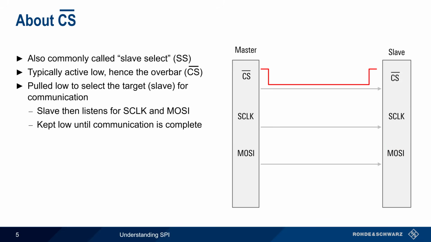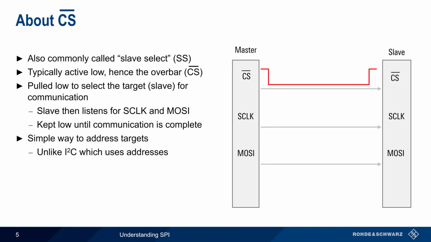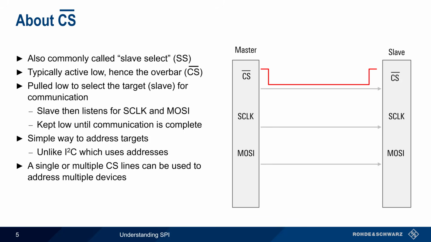The greatest advantage of using chip select is that it's a very simple way to address targets. It doesn't require the kind of explicit addressing used in some other serial protocols, like I2C or CAN bus. In the case of multiple slaves, these can be addressed using either a single CS line or multiple CS lines. We'll come back to this topic later in this presentation.